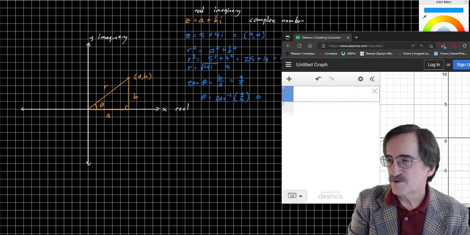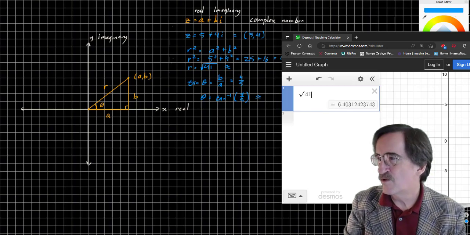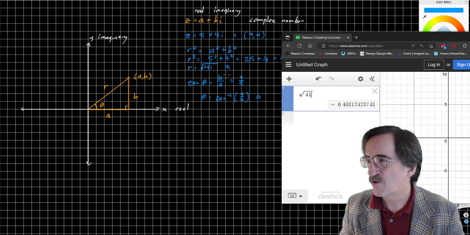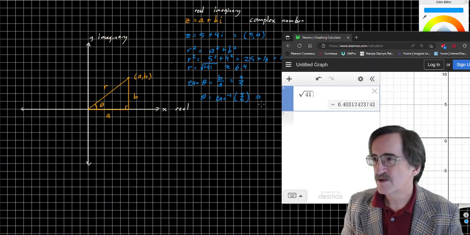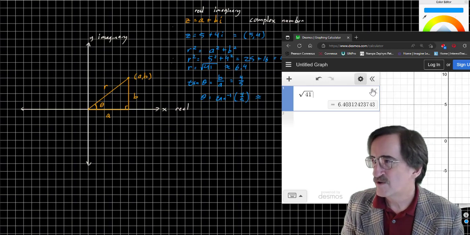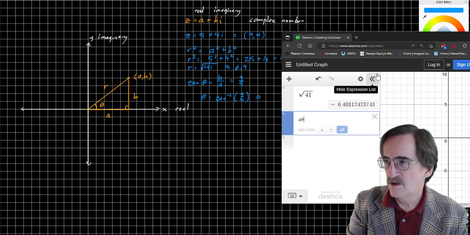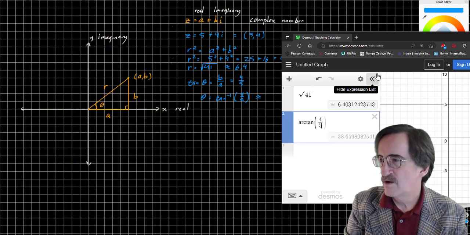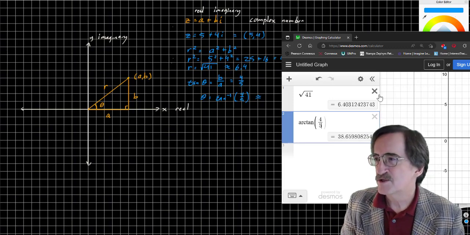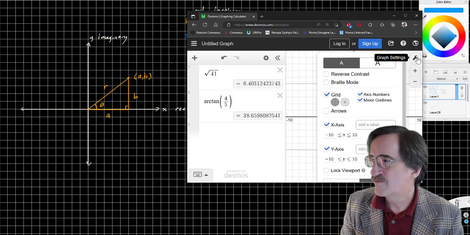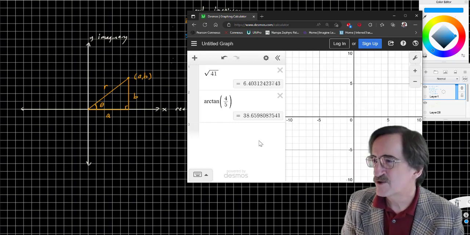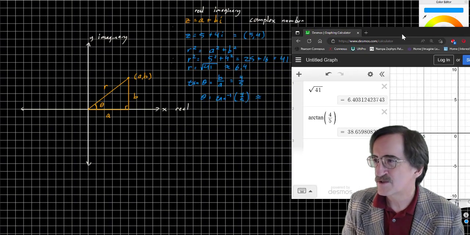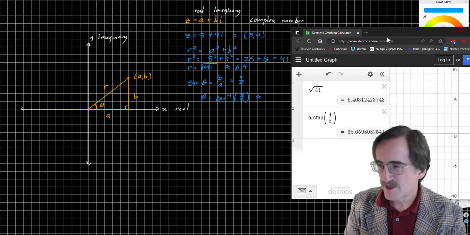So square root of 41 is 6.40. Let's go to the tenths place, 6.4. And arctangent of 4/5. Now I happen to be in degree mode right now, and we'll stay in degree mode, but do be aware of what your calculator is set to. So 38.7 degrees.